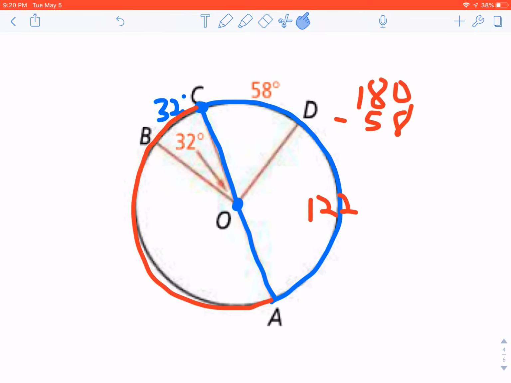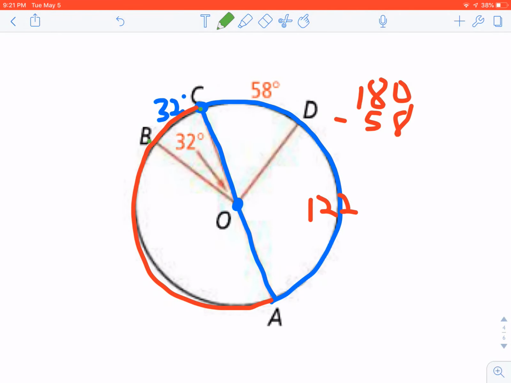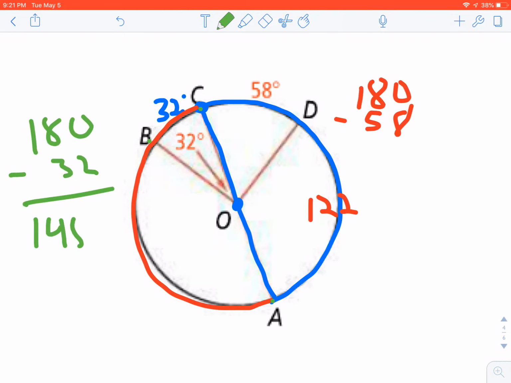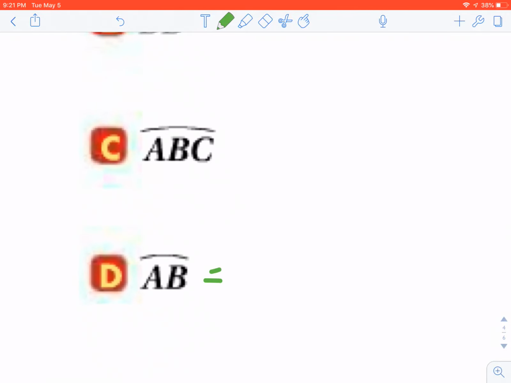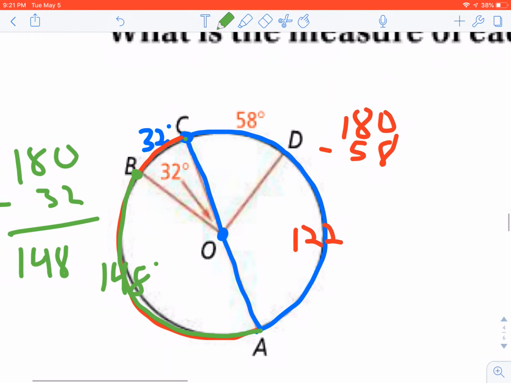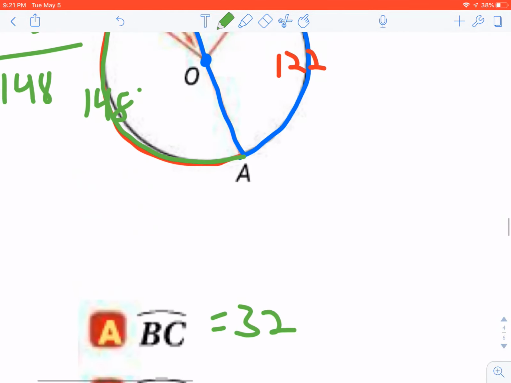They do ask for BA or AB, and I can do the exact same logic here. From C to B to A is 180. Subtract from it what I know of 32. When I do that, that gives me 148 degrees for arc BA, or AB, which they asked for, which we said was 148. Now, they're asking for BC. Well, we already figured that out. It was given to us as 32 degrees.